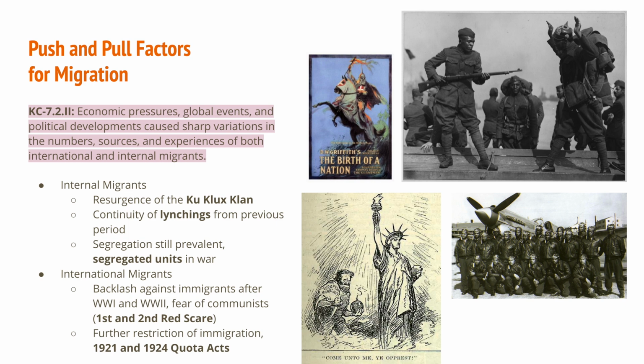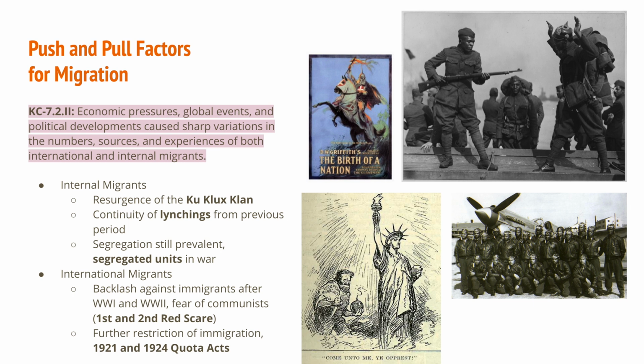International migrants. There was a backlash against immigrants after World War I and World War II. As a result of the Red Scare, people were fearing communism. So that's going to happen after World War I, and it's going to happen at even a greater level in World War II. There's going to be these communist witch hunts, and we'll talk about those in the next historical period, with Senator Joseph McCarthy leading the hunt.